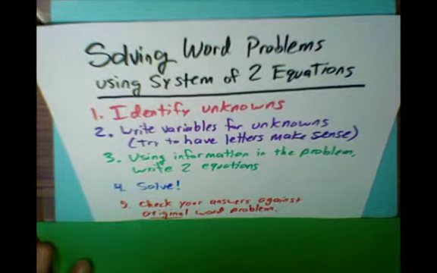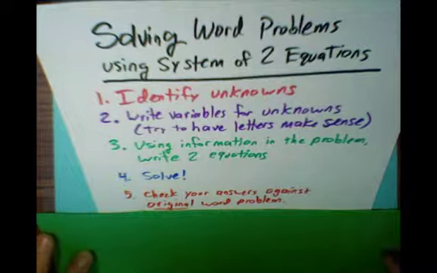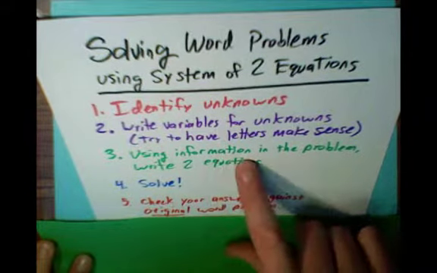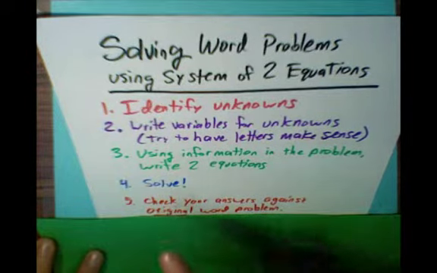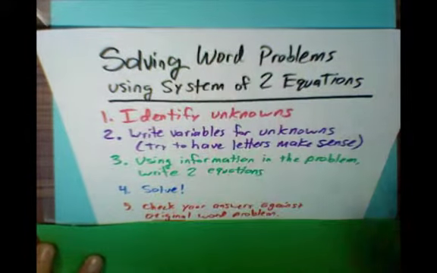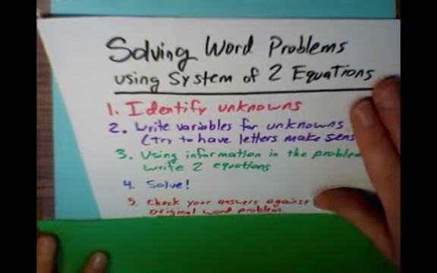And then lastly, we check our answer, and it's important that when we check, we don't check it against the equations, because we might have written the equations wrong. When we check our final answer, we want to go back to the original word problem, and this will really make sure that we have the problem solved correctly.